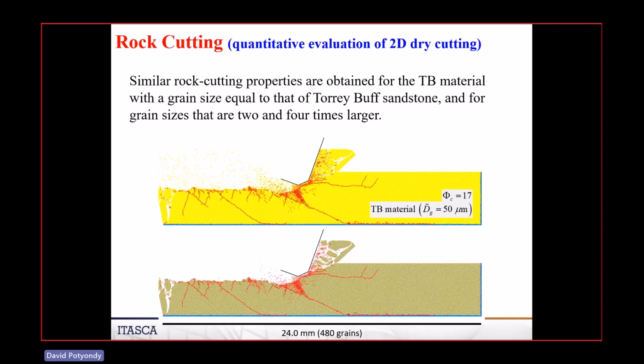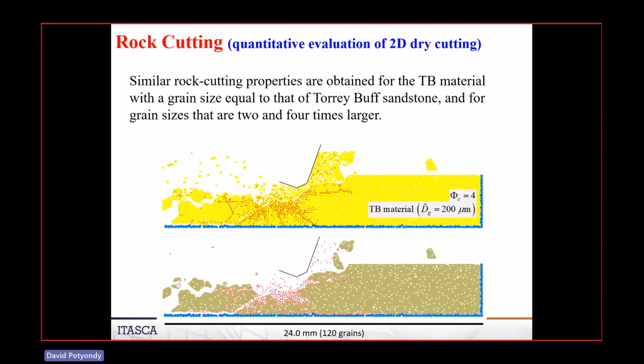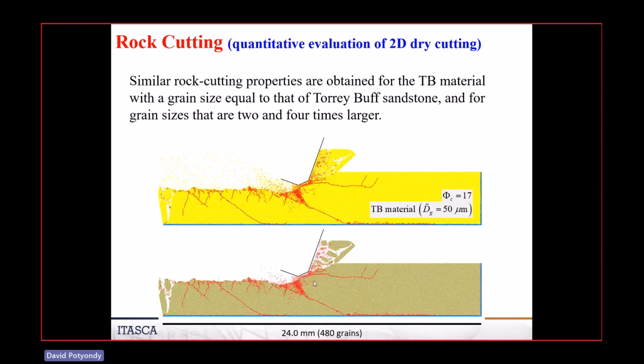So this is the system with the 50 micron particles. This is the system with the bigger particles, double the size. And this is the system with the really big particles. The energy required to cut is almost the same for all of these three systems, which means that we could probably get away with doing a whole bunch of parameter studies with this bigger system, and then maybe occasionally do some models like this just to confirm that we're getting the same answers.